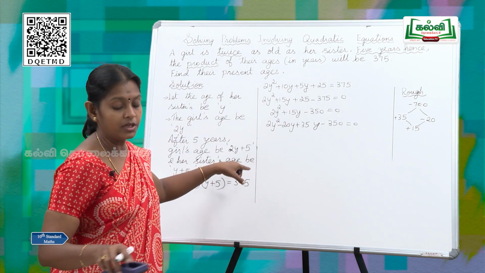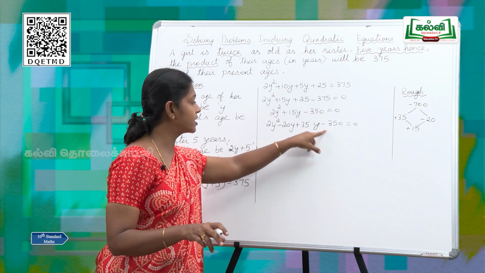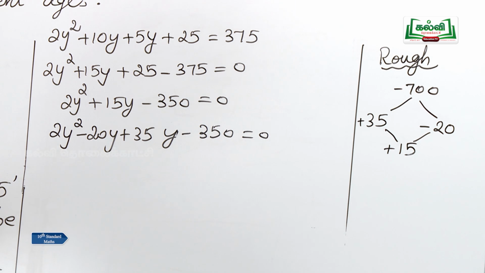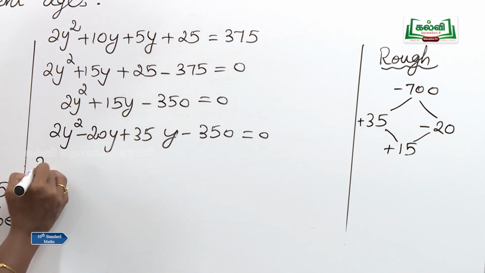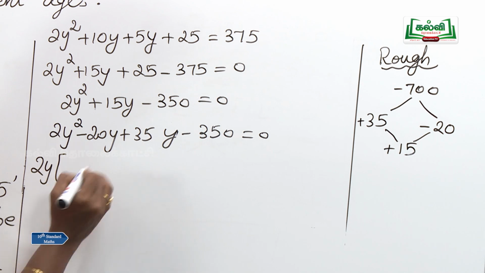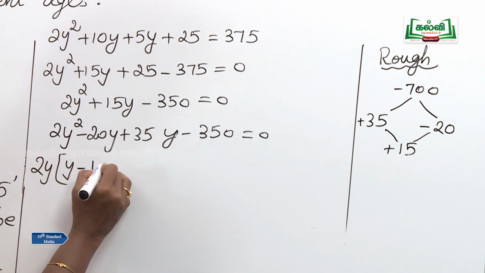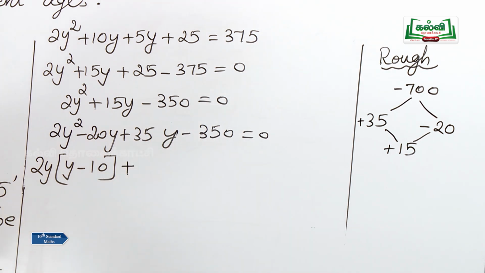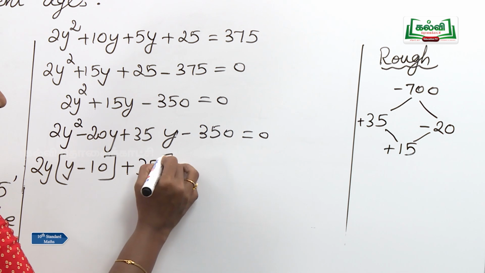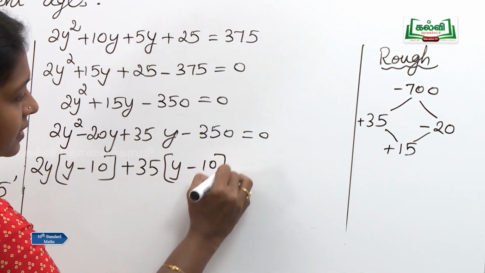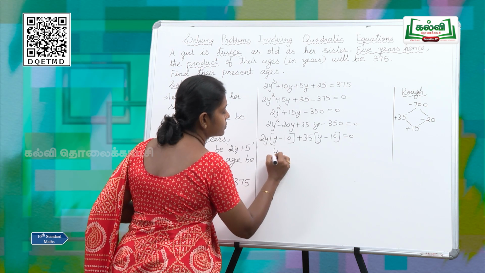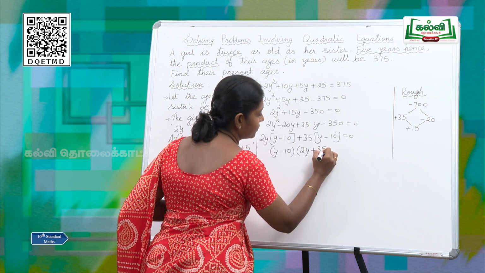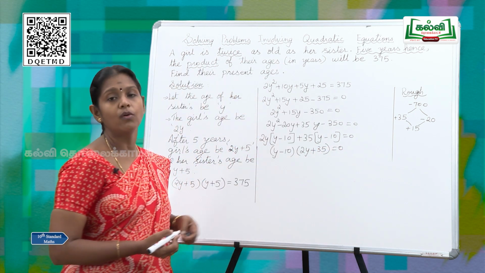So, according to the terms given in the constant place and the y square term, you have to insert these two terms. Now, it is very easy to take the common term. Take 2y out, it will be y minus 10. Take the next terms, 35 is common, so I am taking 35 out, so that you will get y minus 10. For these two terms you have to write only one time, and for the other factor, 2y plus 35 equal to 0. Now, we found the factors.